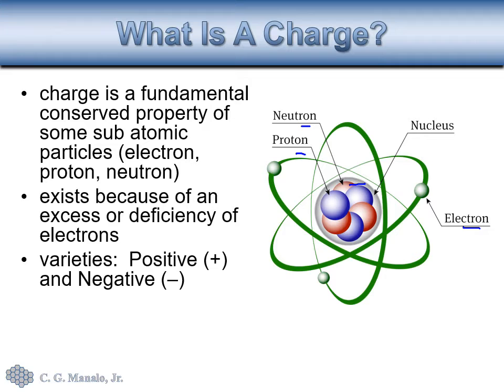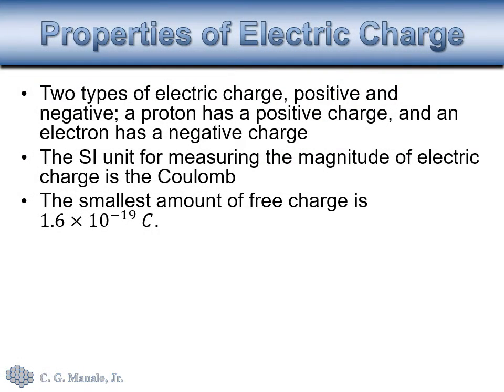But once the object has, let's say, an excess of electrons, or an excess of negative charge compared to the positive charge, that object will possess a net negative charge. And the other way around would also be that if it has an excess of positive charge compared to its negative charge, that object is considered positively charged. So electric charges can be of two types, positive and negative charge. A proton has a positive charge, an electron possesses a negative charge.